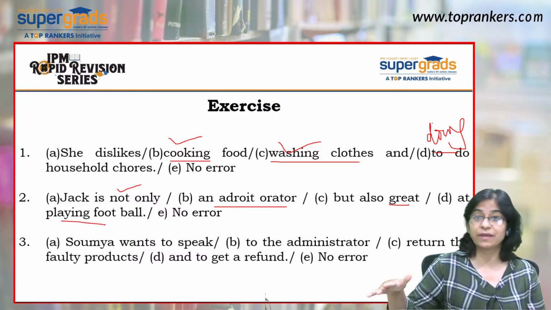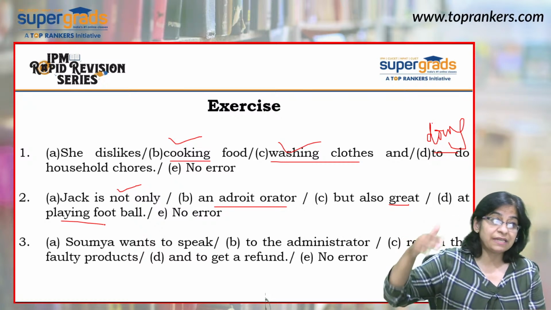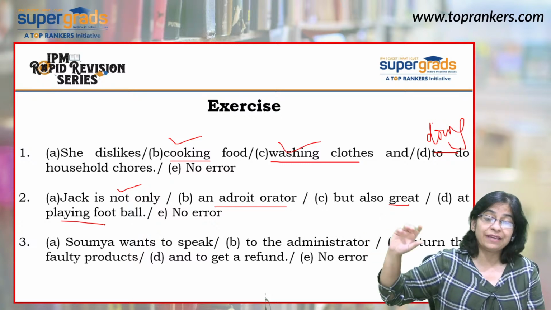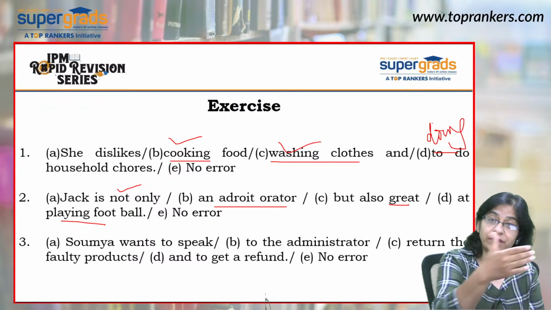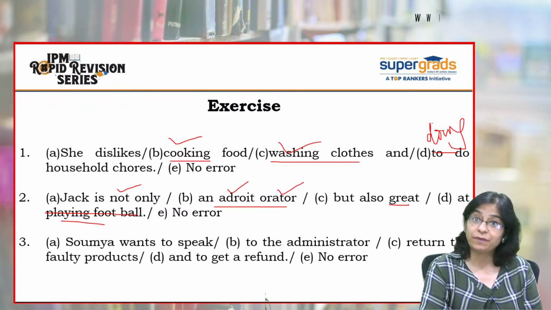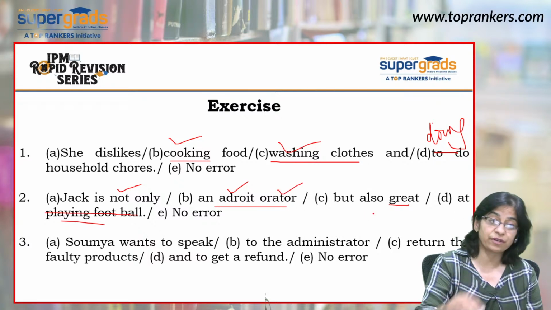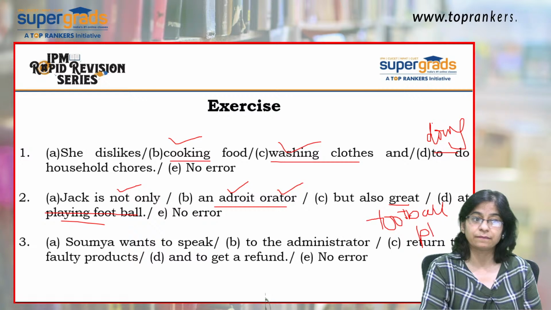Now, this is where the structure dips. If he is a good orator, we don't need at playing football here. We need a similar structure, something that goes well with adroit orator. Adroit is an adjective and then we've placed a noun. How about we use the same structure here? So Jack is not only an adroit orator, but also great football player?